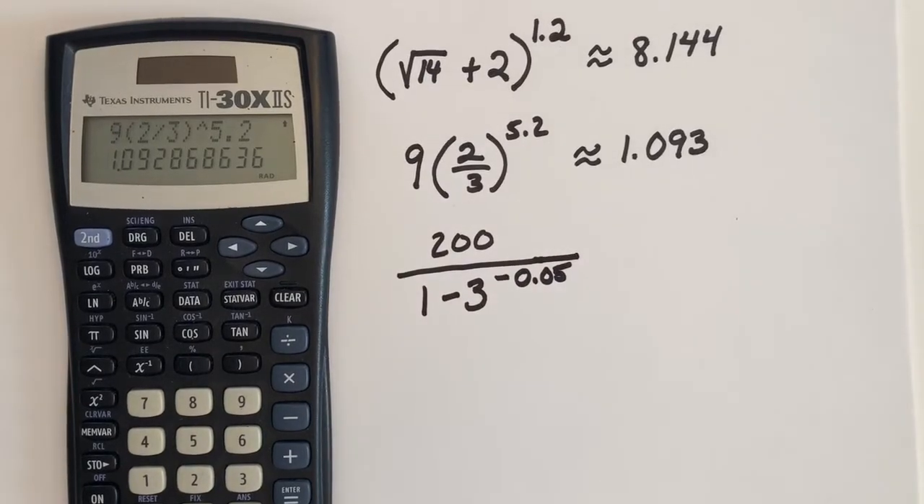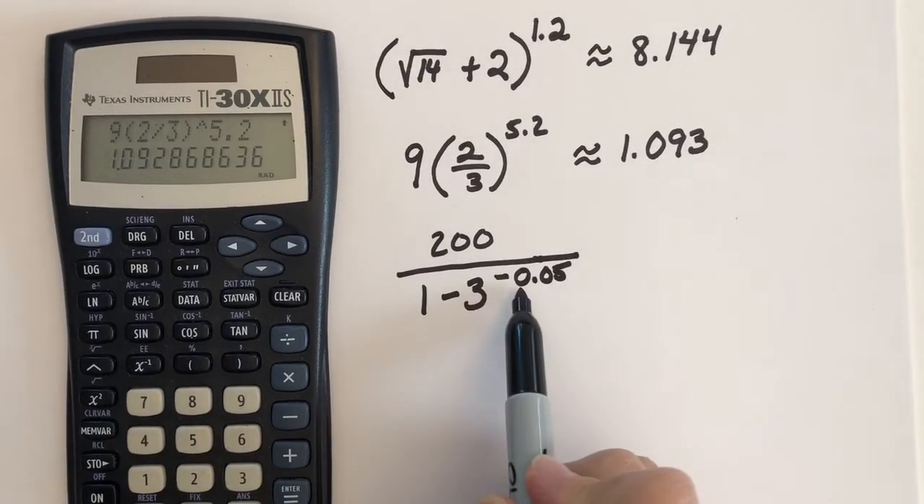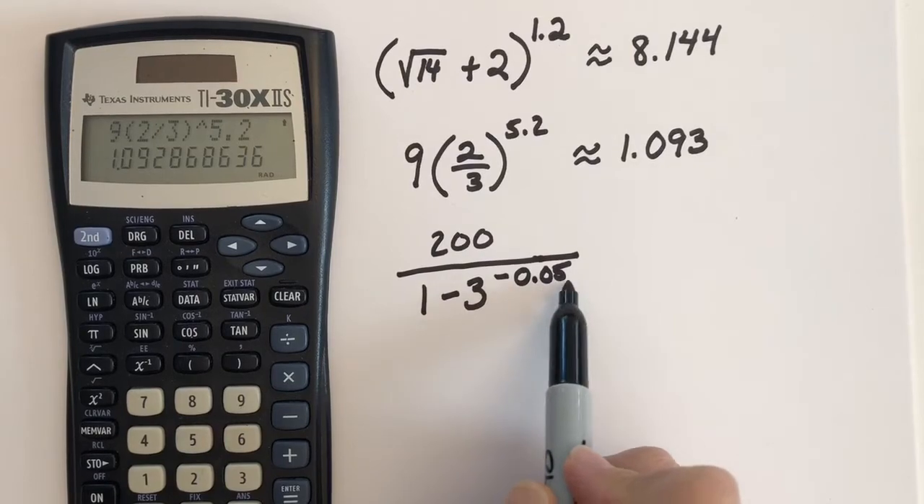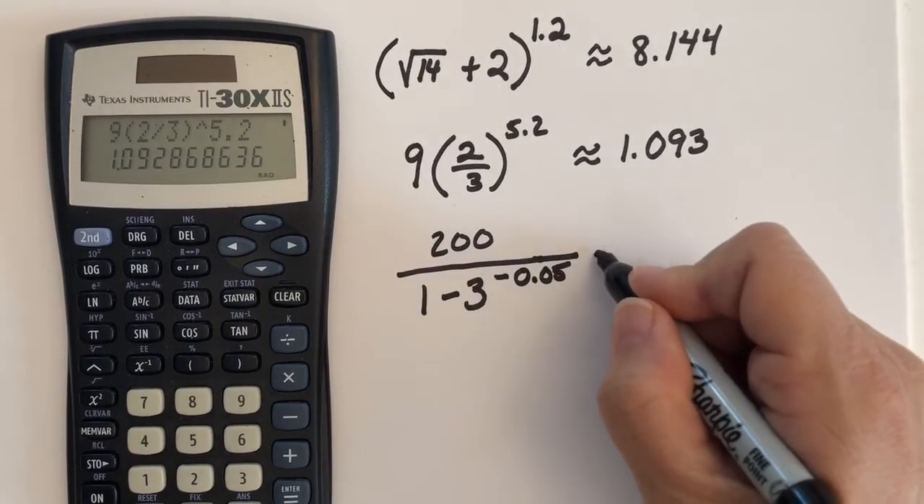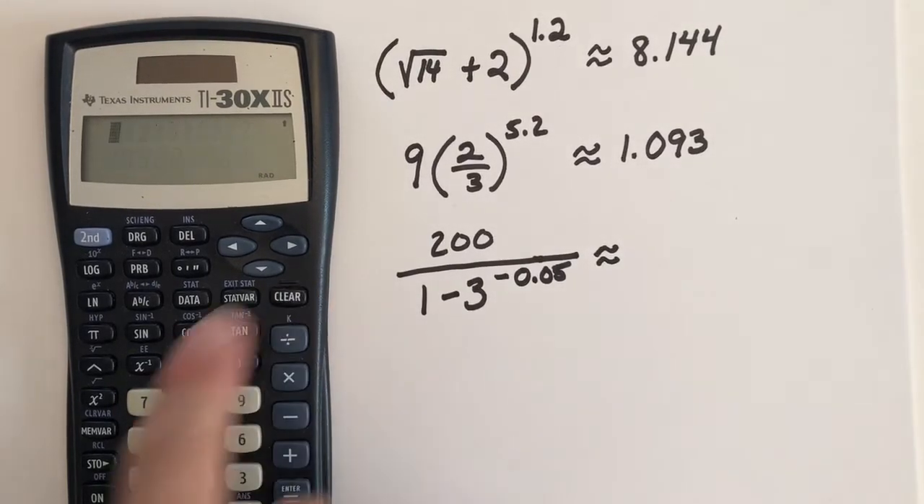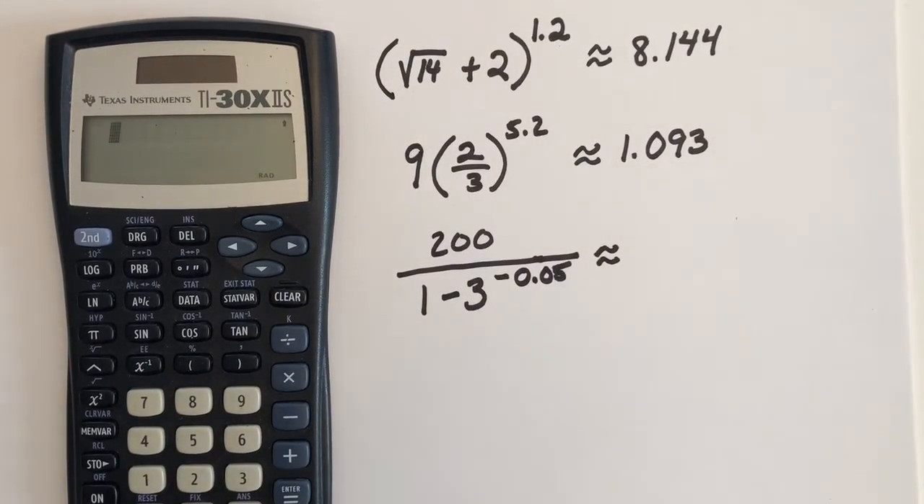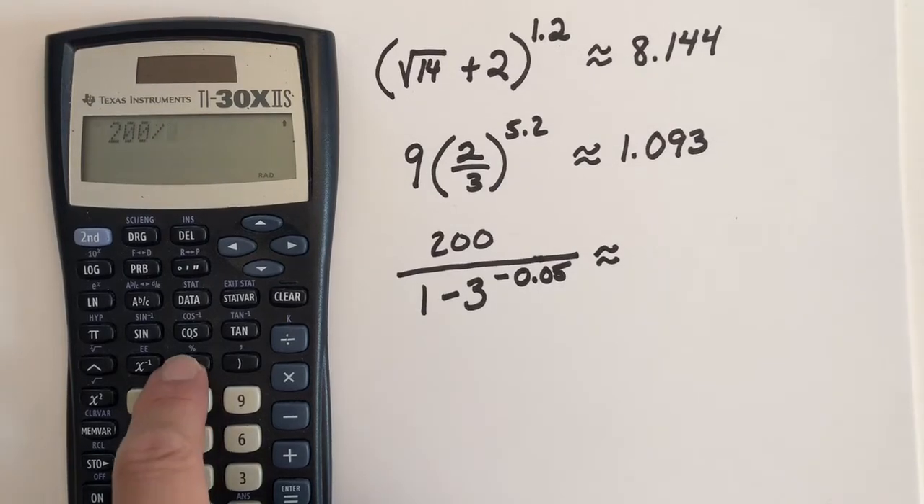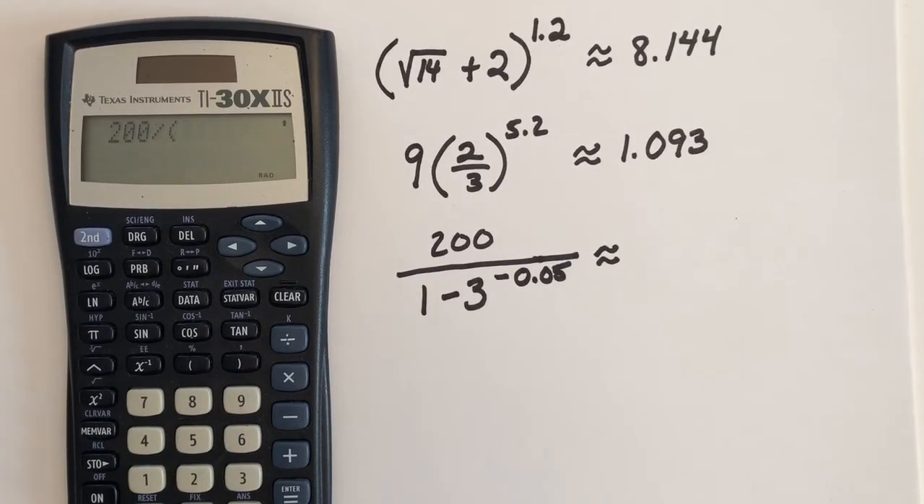So here's my expression. That doesn't look very good, but it's a negative 0.05. But let's punch this into our calculators. So, again, there are numerous ways to punch it in. I'm just going to show one, though. 200 is the numerator, divided by, and now a calculation needs to happen for that denominator. So I need to open parentheses. And then I put in the 1 minus 3.